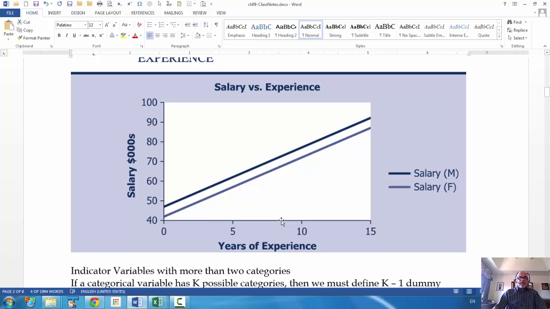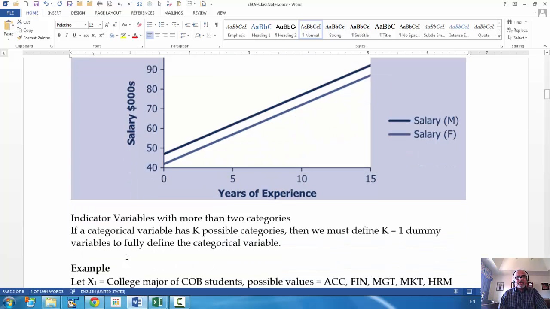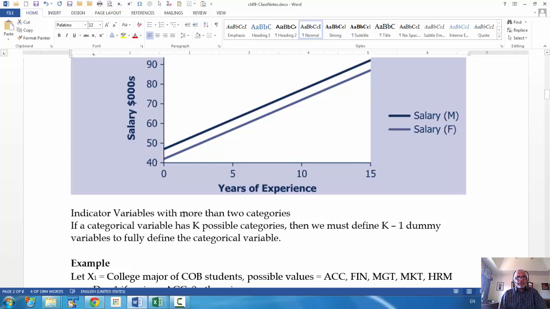Now this is all good if the given variable has only two categories, so gender is male or female, or married or not married. But what if the categorical variable has more than two possible values? If the categorical variable has k possible categories, then we can define a dummy variable for each category, but it turns out that you should only include k minus 1 dummy variables in the analysis when you run the regression analysis.